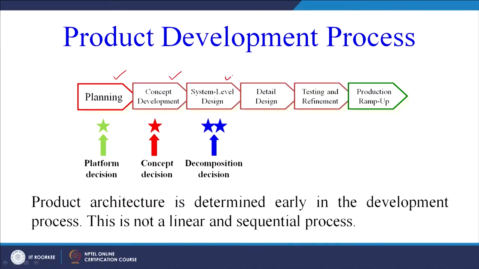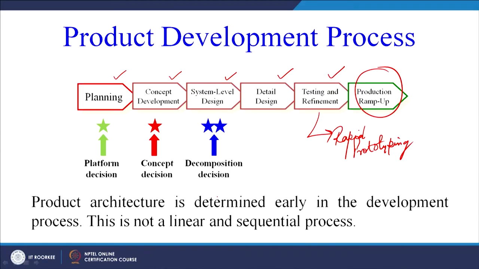So we can see that we have to do the planning, concept development, system level design, detailed design, testing and refinement. For testing and refinement, we will see another session, maybe the subsequent session, where we will see the concept of rapid prototyping. In our next session, we will try to cover this topic, because before going for the actual production ramp up, we need to test the model: how it will be manufactured, how it will look, whether the various subparts will fit into each other or not, what the assembly issues are, and what the functional issues related to the product are. All those things will be checked at the testing and refinement stage. So we will try to see the various decisions and where the product architecture comes in.